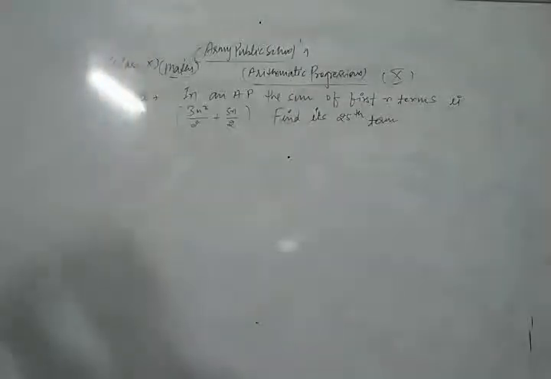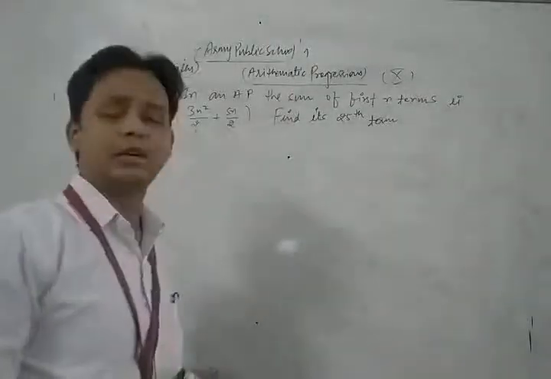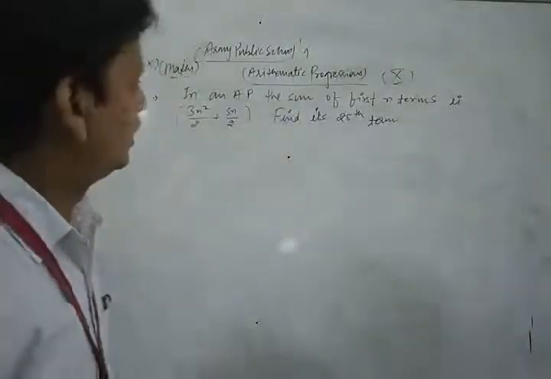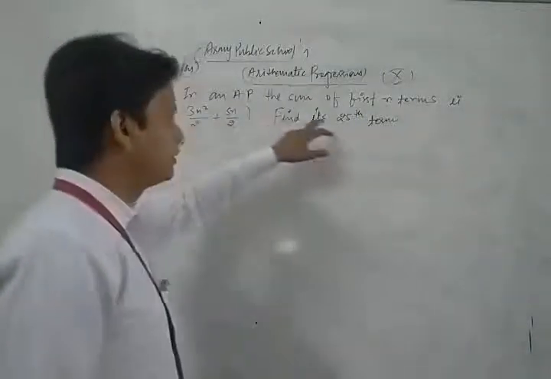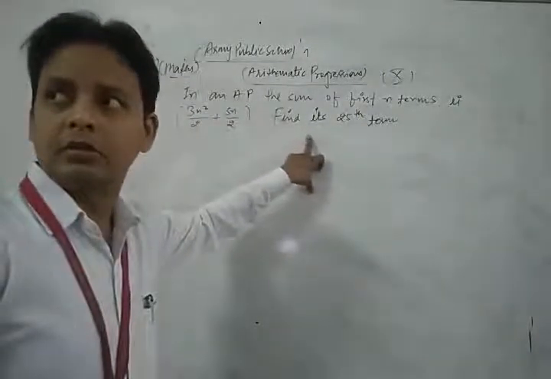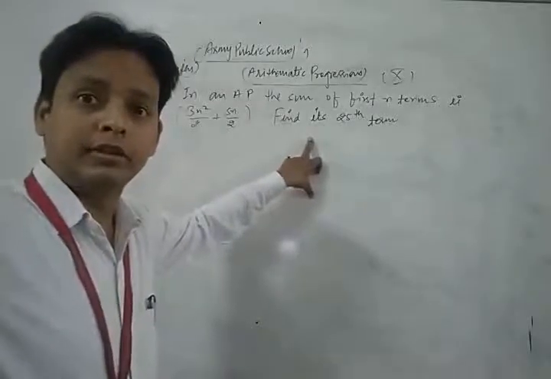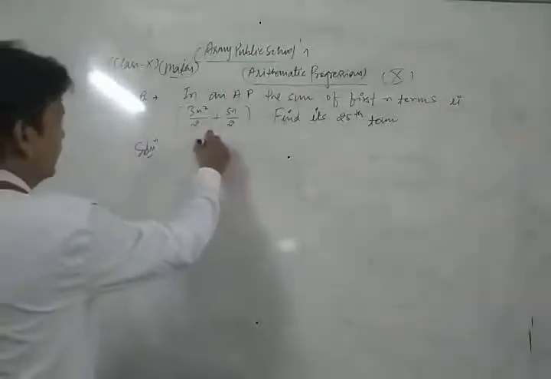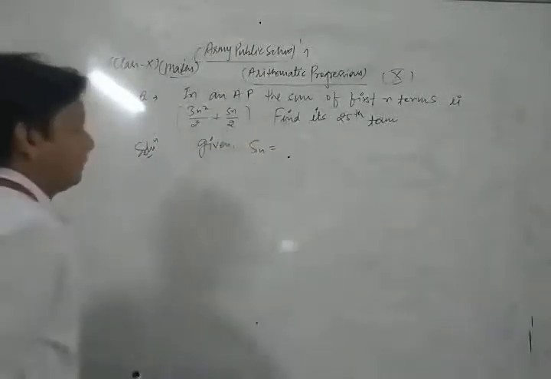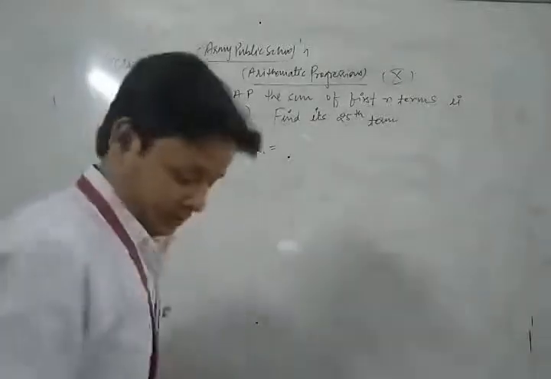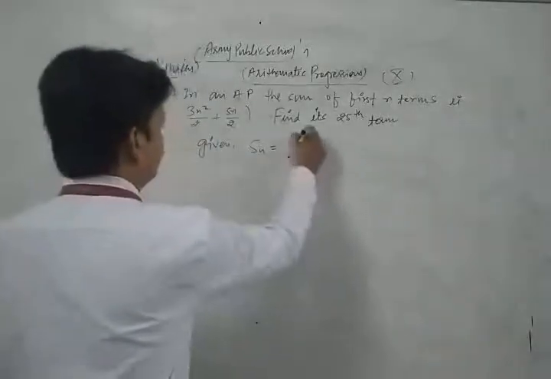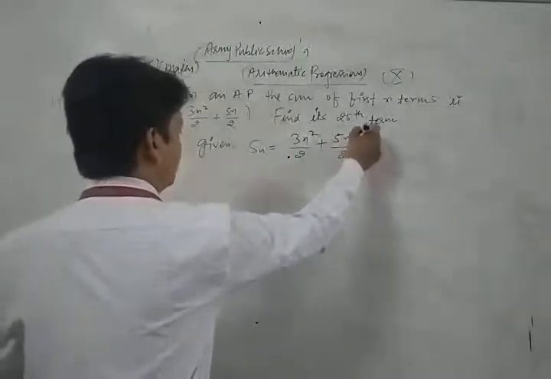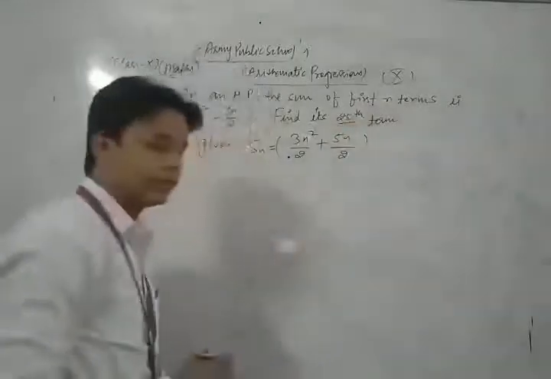So now let's see its solution. What is the method to solve this type of question? Here in an AP, the sum of first n terms is given. First of all, we write given: Sn, the sum of n terms, is 3n square upon 2 plus 5n upon 2. We have to find its 25th term.